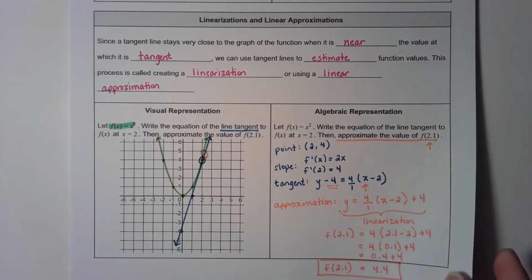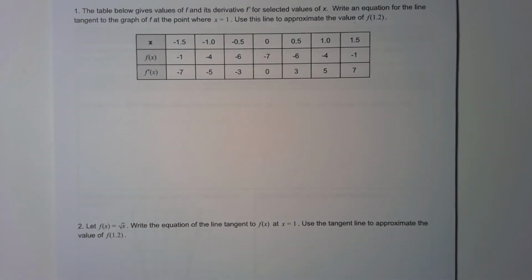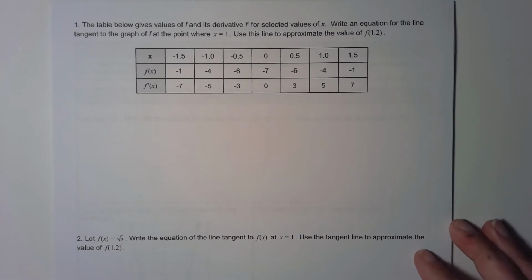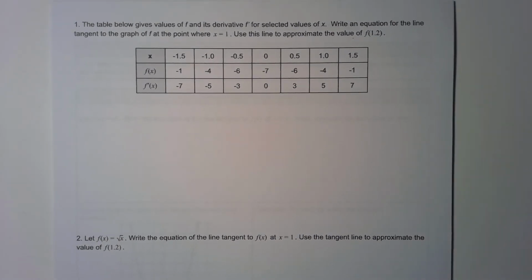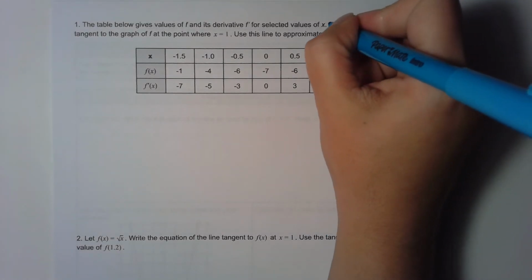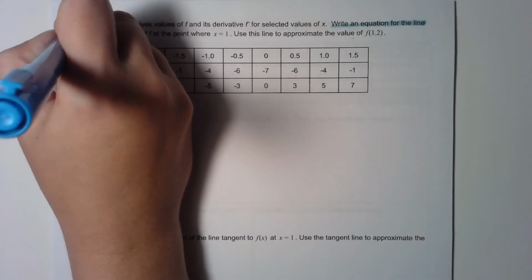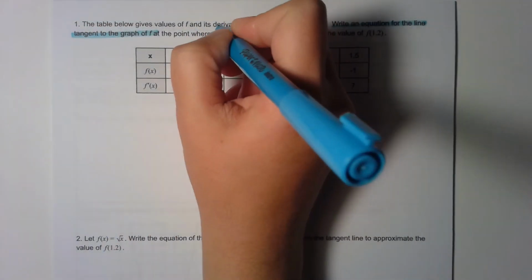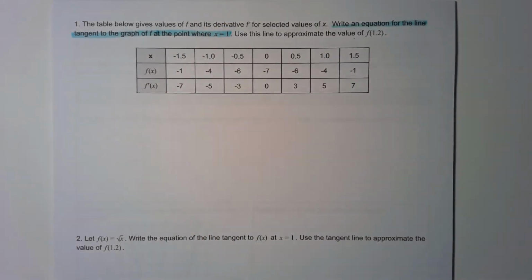All right, let's take a look at some examples here. So in problem number 1, it says the table below gives values of f and its derivative f prime for selected values of x. Write an equation for the line that is tangent to the graph of f at the point where x is 1, and then use this line to approximate the value of f of 1.2. So there are two parts to this problem. The first part to this problem is to write an equation for the line that is tangent to the graph of f at the point where x equals 1.